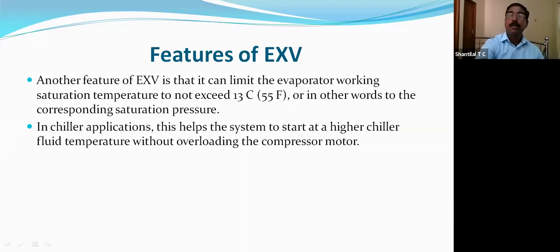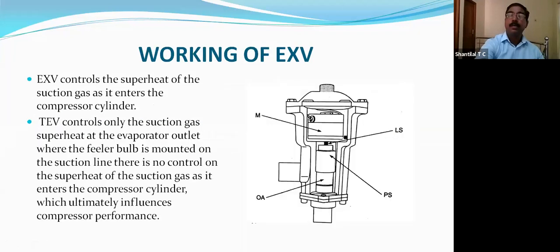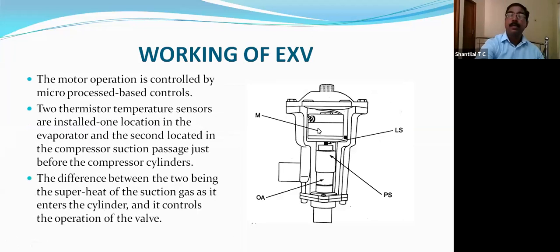I am concluding this electronic expansion valve. Very shortly, I am concluding how it is constructed and works. See here, the main parts: one is the motor. That motor is a stepper motor, having a lead screw, then piston sleeve, orifice assembly, inlet and outlet. Here, two signals are coming. These signals are processed by the microprocessor, and the sensor locations are one at the outlet of the evaporator and another at the suction line of the cylinder of the compressor.